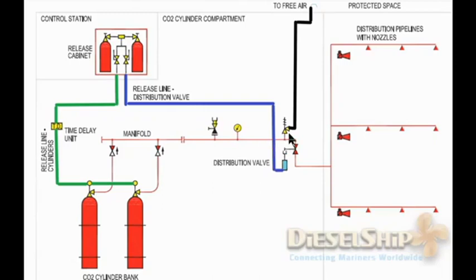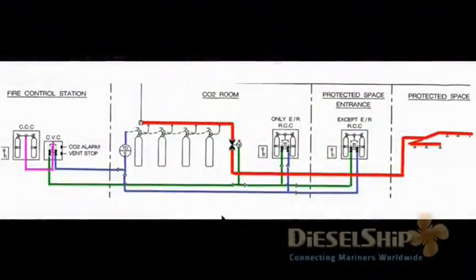After that you have the distribution valve, which is operated through a piston. As this piston pushes up, the valve opens up, and then the CO2 goes to the engine room. And that's it with the simple system. Now let's concentrate on the actual system which is present on board a ship. So this is one such actual system which I had on board a ship.